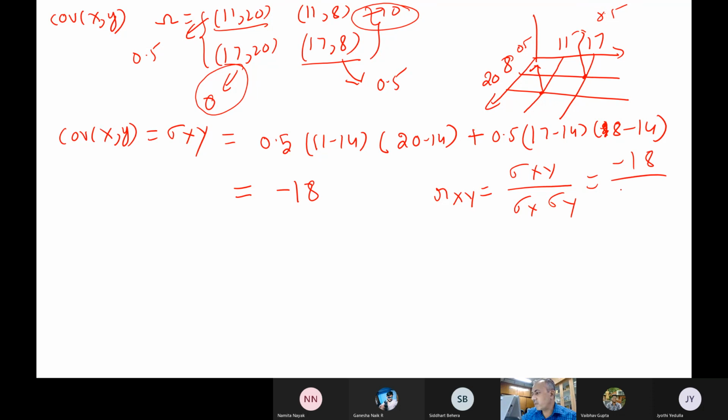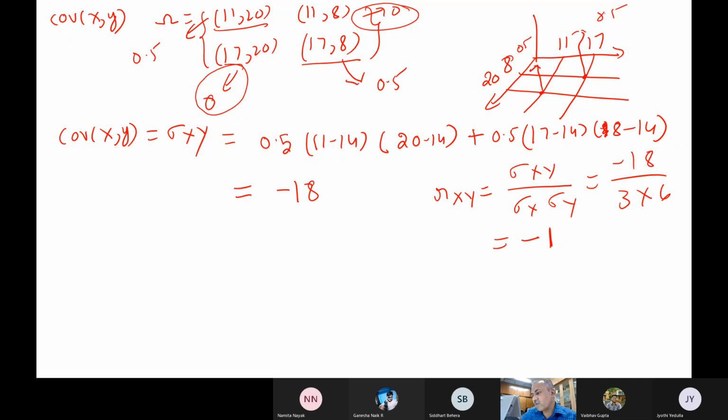Minus 18 divided by 3 into 6. What is the value? Minus 1. So what is that physically trying to tell you? Rxy is -1. What is your comment about these two random variables? They are not at all like good. There is no good correlation between these pairs.